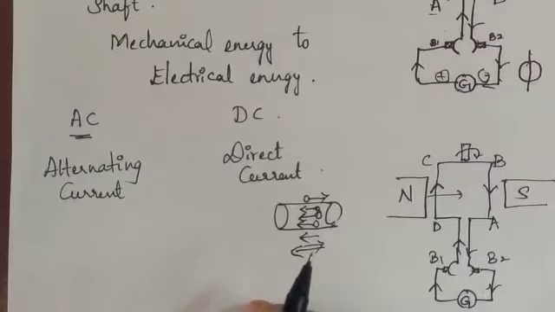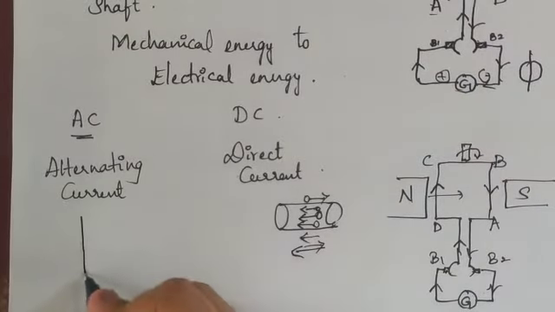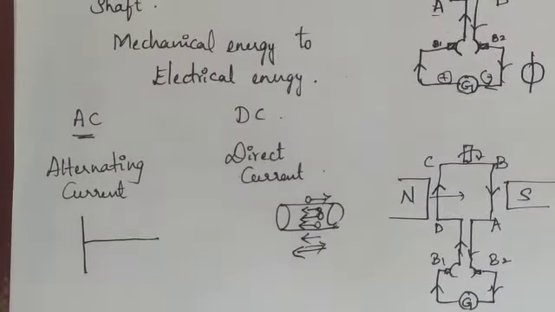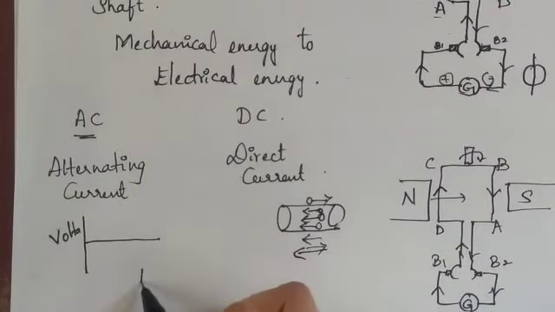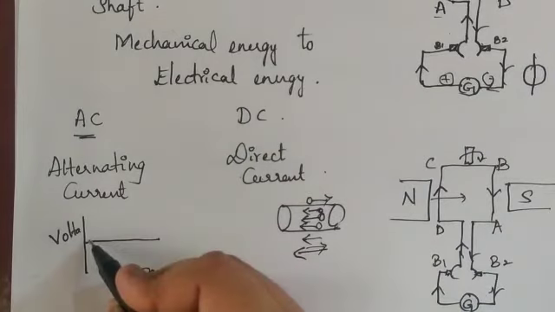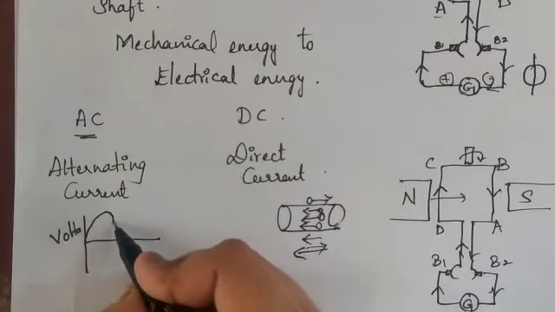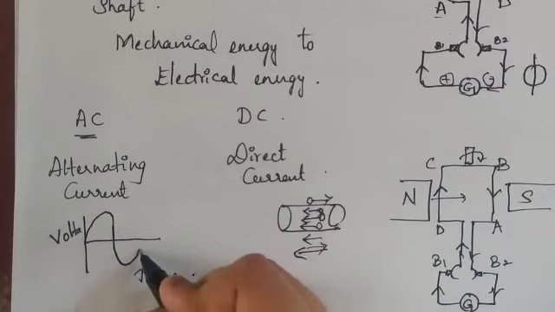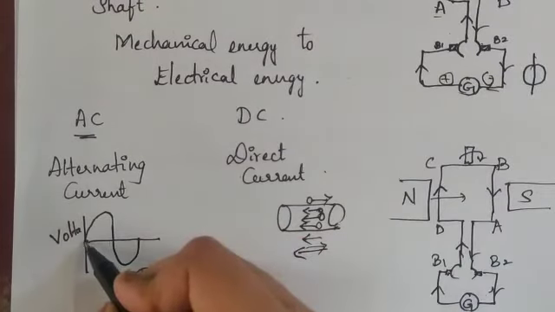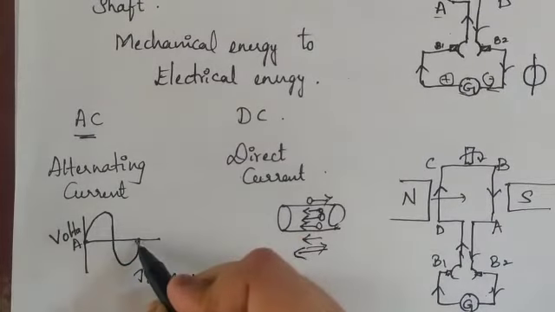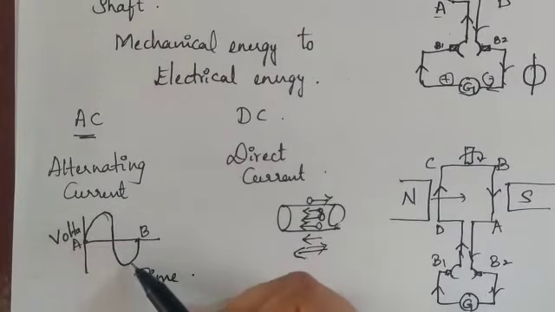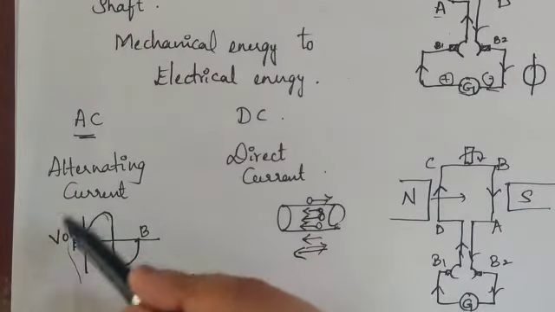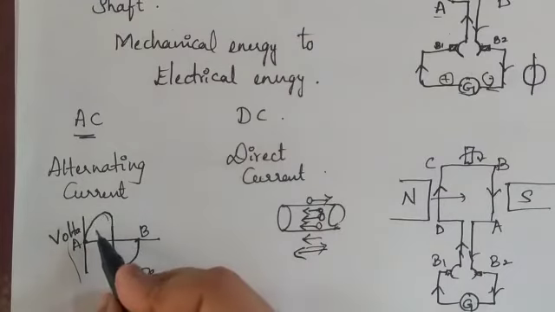So alternating current, we are going to represent it by a sine wave. How will the alternating current look? This is the graph of voltage versus time. We just have to understand what this is. Here this is the positive cycle, this is the negative cycle. So this is the A position, this is the B position. From A to B, this is one complete cycle. One cycle means it has to complete.